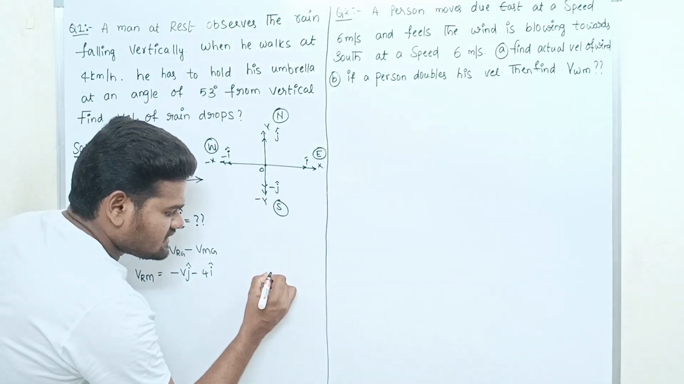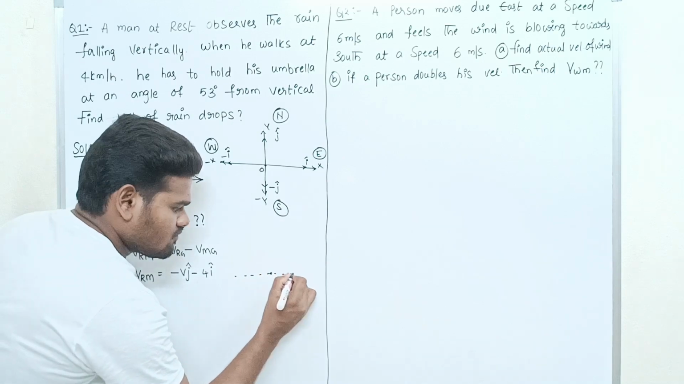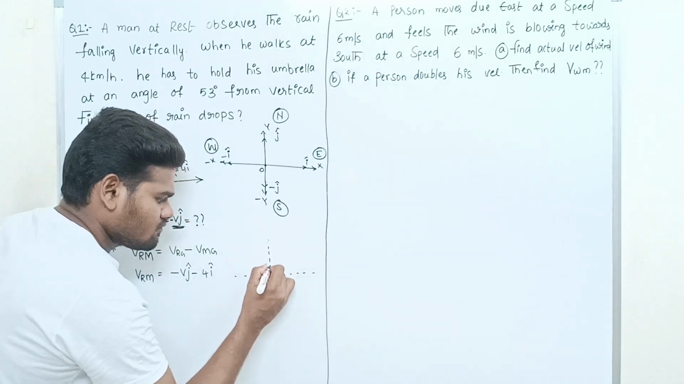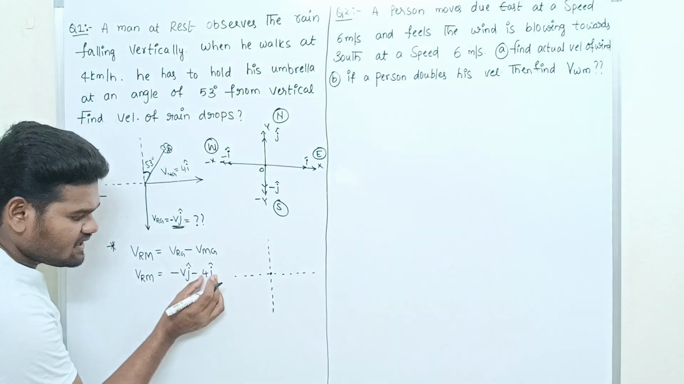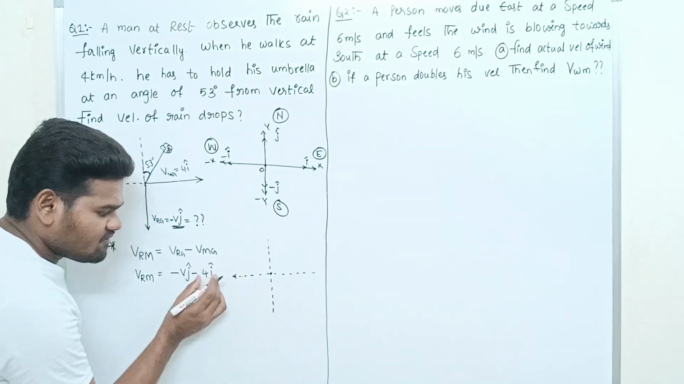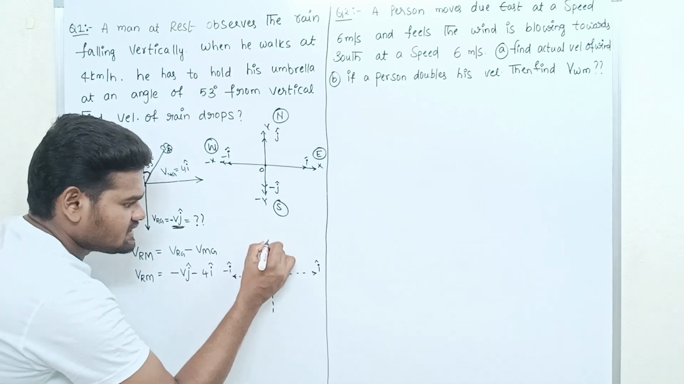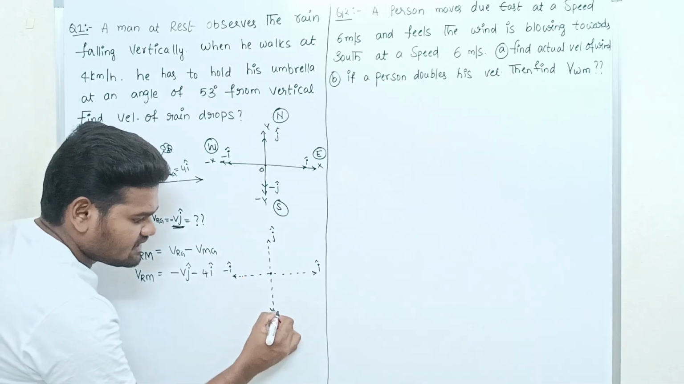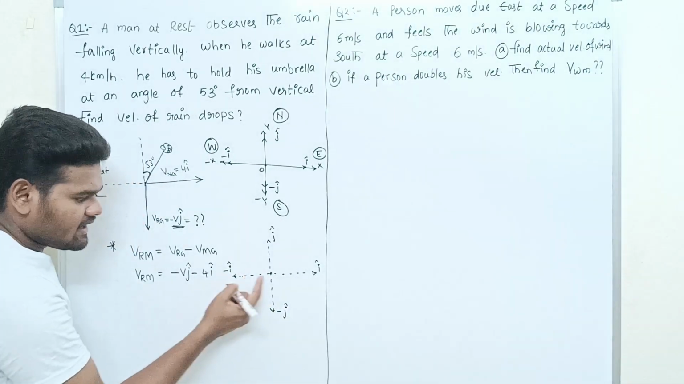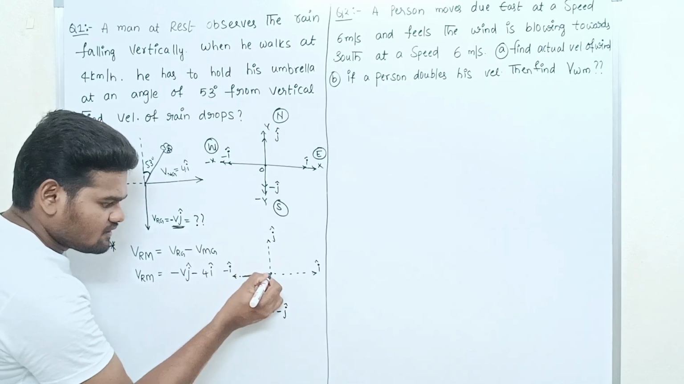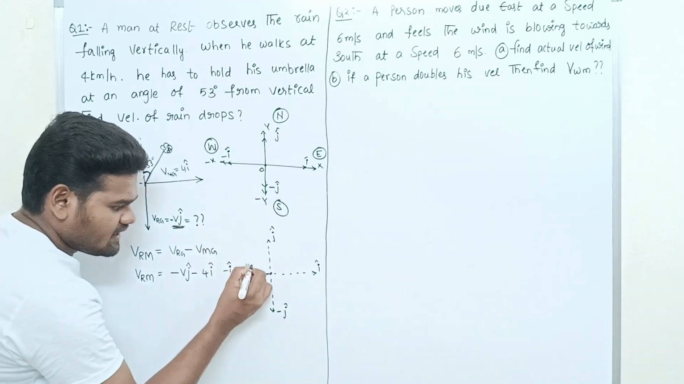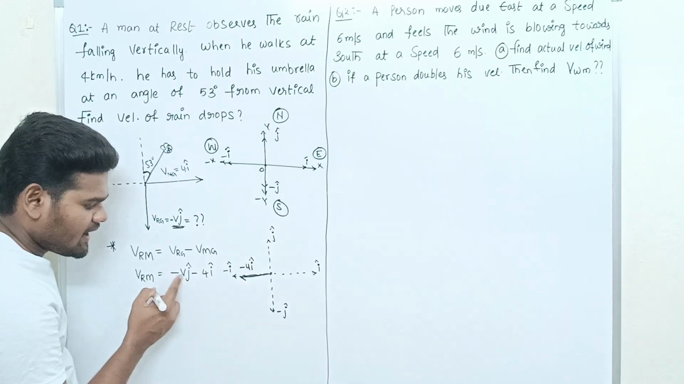That means from the center, have a look, minus 4 i cap. So what is the direction of minus 4 i cap? This is i cap, this is minus i cap, this is j cap, this is minus j cap. So minus 4 i cap is in this direction. Okay, this is minus 4 i cap. So here we have minus vj cap.